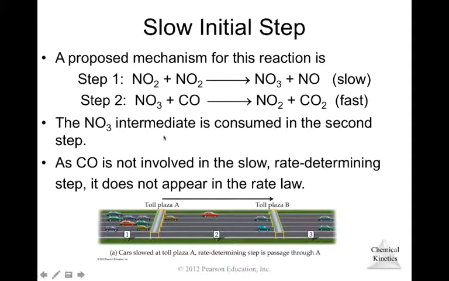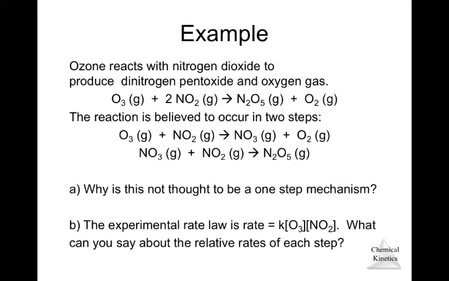In this case, we would say that NO3 is an intermediate, right, because it's only showing up in the middle, and it gets totally consumed. That's why it's not showing up in any of your products. And it's not involved in the slow step, so it's not going to appear in the rate law. And this slow step does jive exactly with the experimental rate law, which was k times the concentration of NO2 squared.